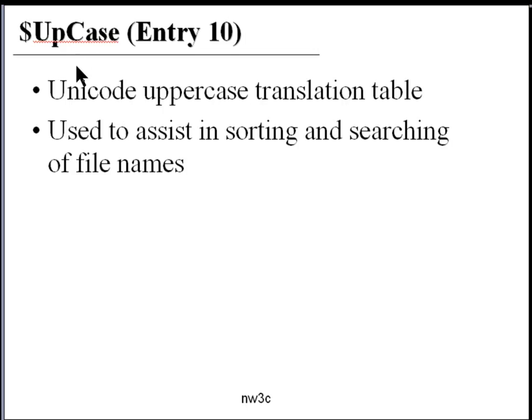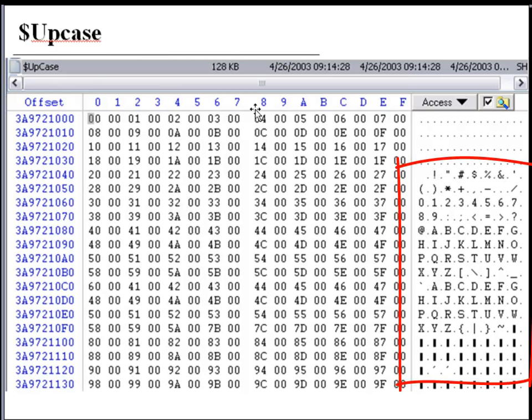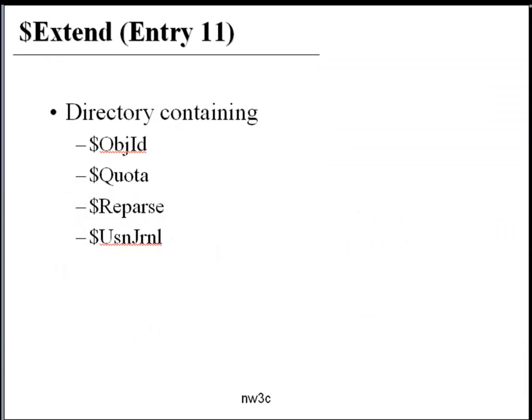And we have uppercase, which is Unicode uppercase translation tables used to assist in sorting and searching of file names. And it is right here. Here's uppercase, and you see right here. Notice all this is in Unicode. This is the ASCII character set in Unicode. And we have extend, and I'm going to skip over this because I've never found a use for this information.